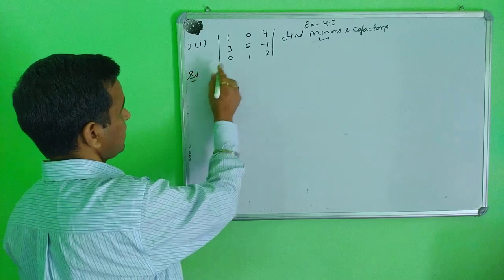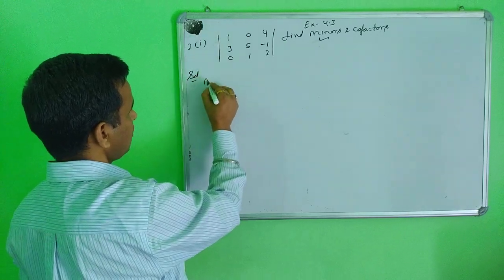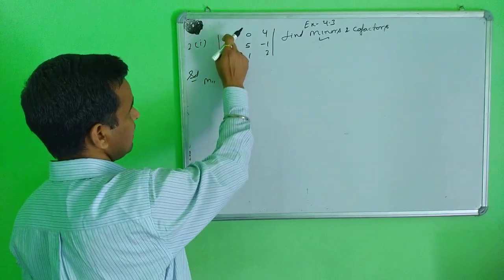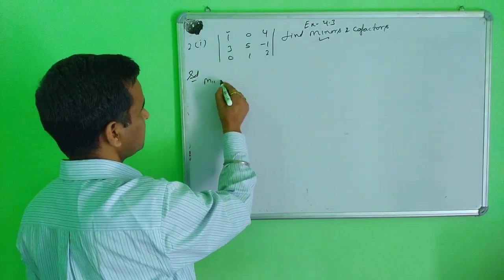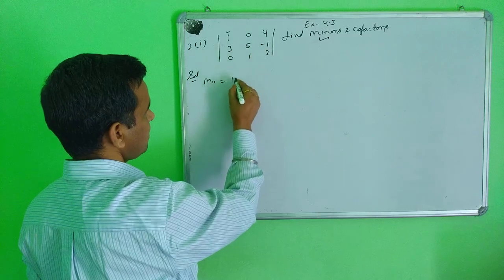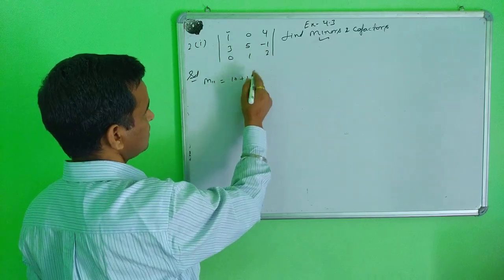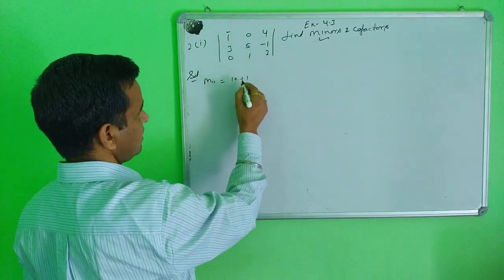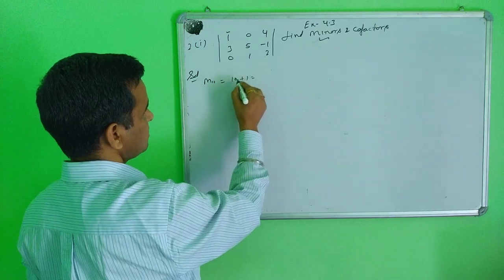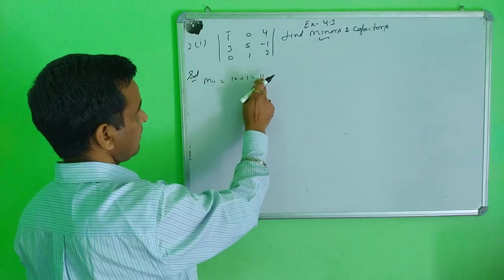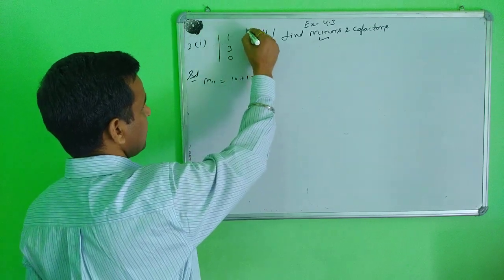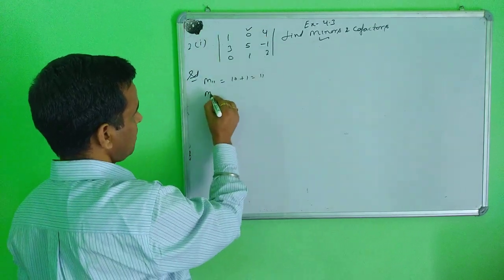Solution starts here. First, the minor of element 1 1. What is the minor of this element? This row and this column will be hidden. So what is left here? 5 times 2 is 10, minus 0 times 1, so the value is 10, minus 1, which is 11. The minor of 1 1 is 11. Second, what is the minor of 1 2?